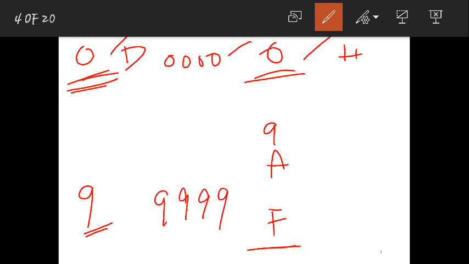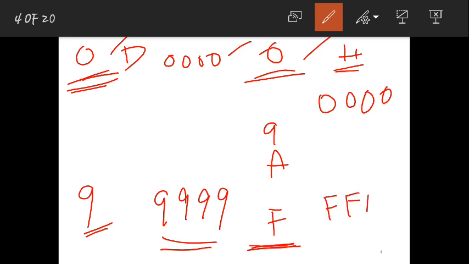That means it is ending somewhere around 9999. Okay, this is the maximum value you are ending at. Now coming to hexa, if you write the same 4 bits, when you write 0 0 0 0, the minimum value is 0, but the maximum value is F. So in 4 bits, the maximum is FFFF.